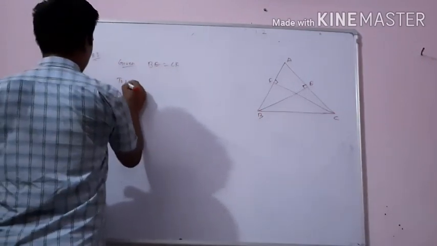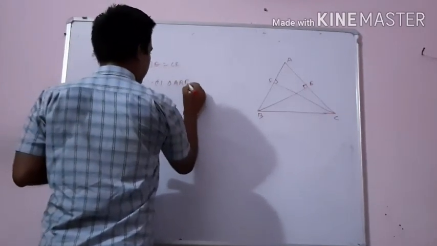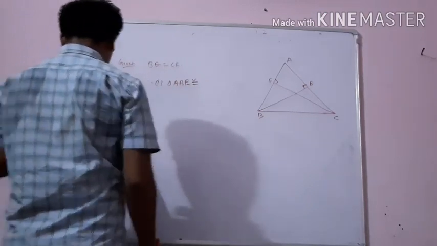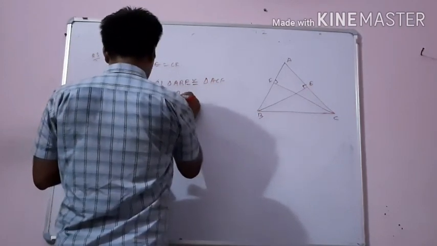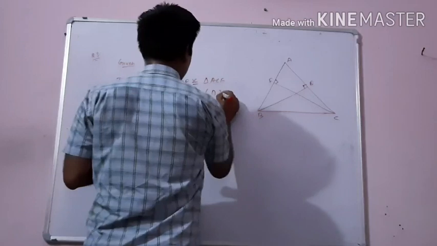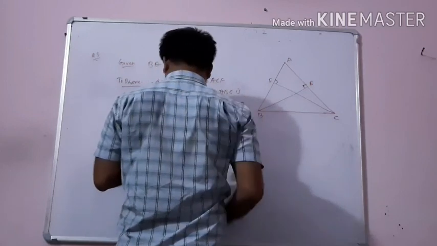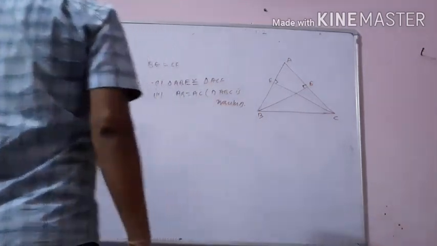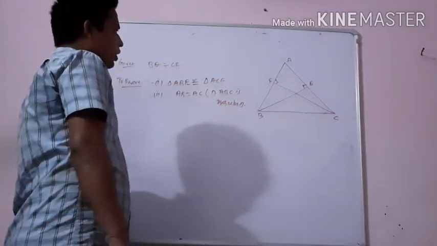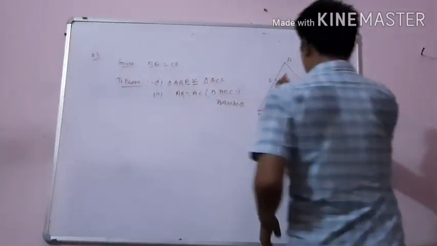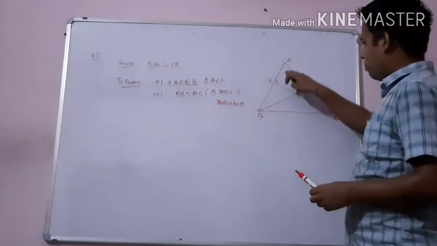Now to prove, what do you have to prove? First, triangle ABE is congruent to triangle ACF, and second, AB equals AC, that triangle ABC is an isosceles triangle. Now see, first look at the triangles ABE and ACF.